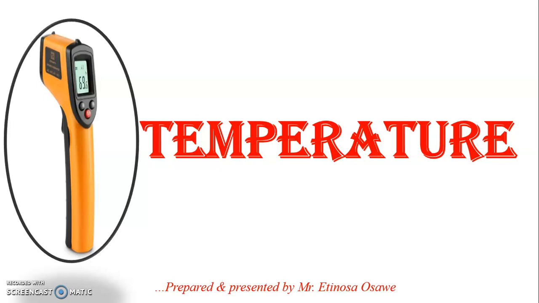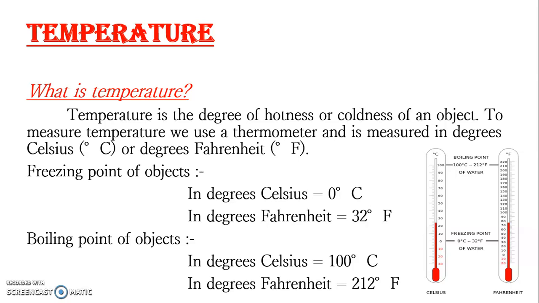And today we'll be looking at temperature. Now first, what is temperature? Now temperature is the degree of hotness or coldness of an object. That is how hot or cold an object is. And to measure temperature, we use a thermometer. So a thermometer is an instrument for measuring temperature and is measured in degrees Celsius or degrees Fahrenheit.